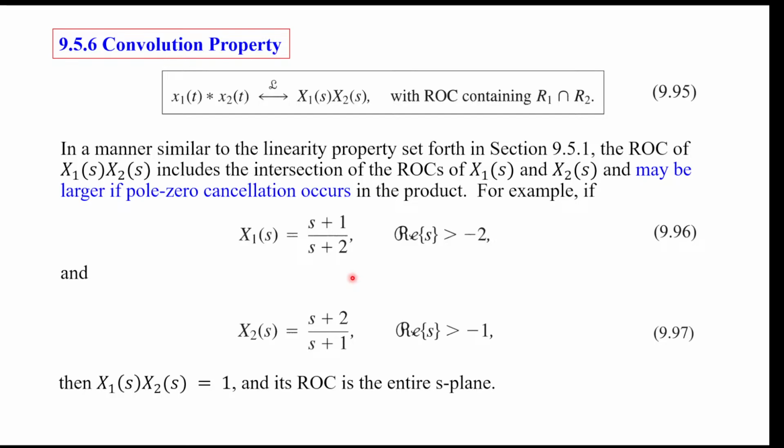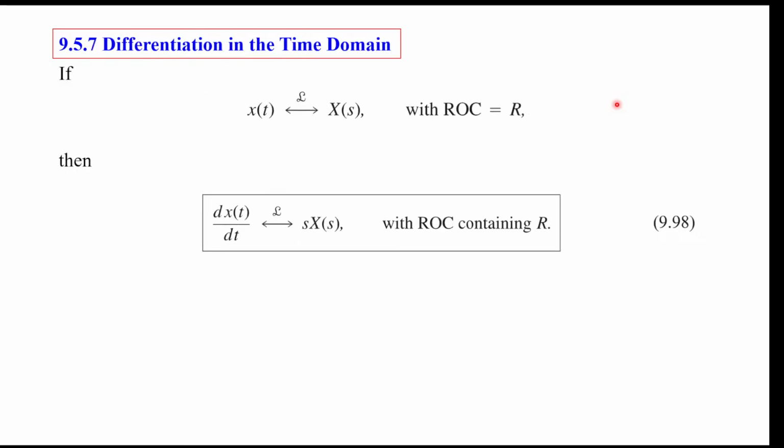Okay. And so this is the convolution property. Once again, we see the ROC can extend. Then next we have the differentiation property. And the differentiation property is very clean. It's basically the differentiation property of the Fourier transform, just transforming omega to S. So if you differentiate in the time domain, then in the frequency domain you get a factor of S. So it's even easier to memorize than the differentiation property of the Fourier transform.